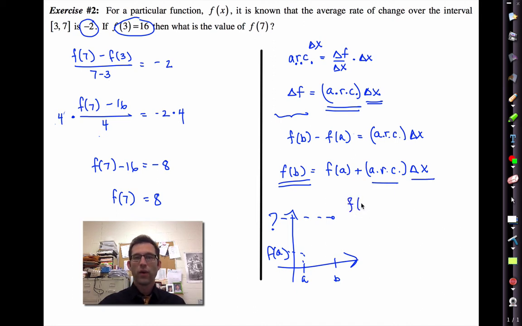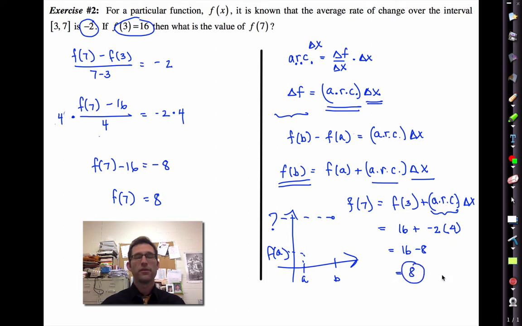So if I want to know what f of 7 is, that's just f of 3 plus the average rate of change times delta x. If I know the y value I begin at, which is 16, I know how fast I'm changing, which is negative 2 units of y for 1 unit of x, and I know how much x has changed, which is 4, then that will give me my final y value.